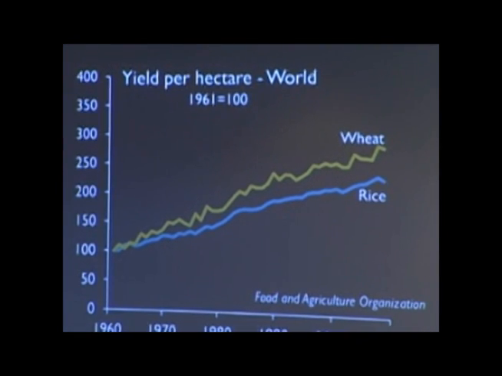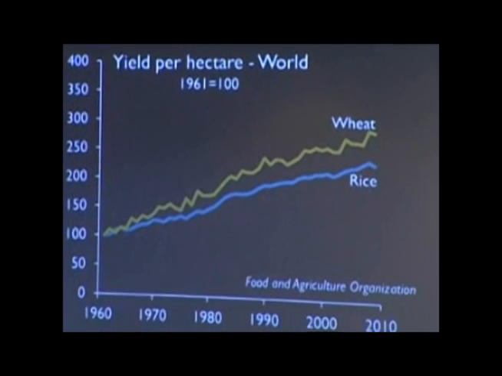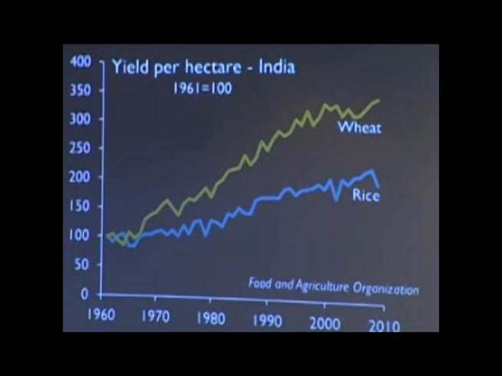The usual indicator of these successes is yields. So this is output per hectare, which have more than doubled in wheat, more than doubled in rice as well from 1961 to 2010 for the world as a whole, and similar, even more staggering increases in India, especially in wheat. Okay, so that's innovation. There are many other innovations one could mention.